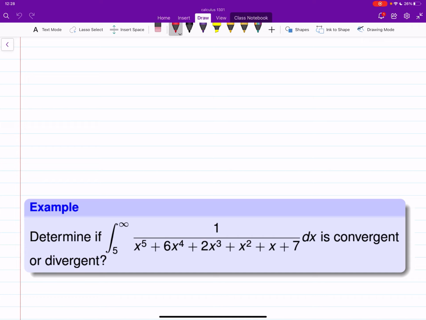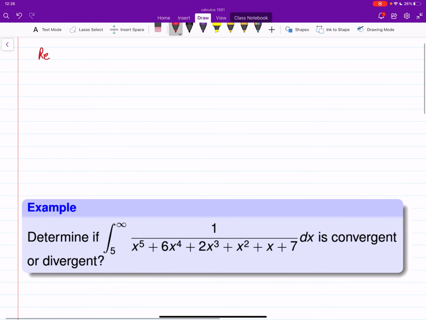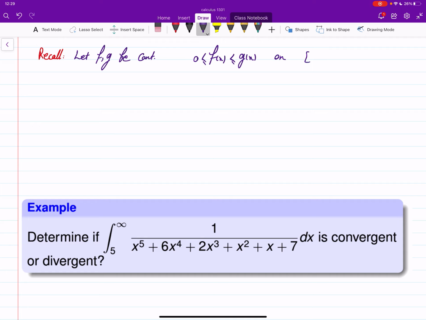Hello everyone. In this video we will do some examples for comparison tests for improper integrals. Well, recall that by comparison test we mean that we have two functions such that f is less than or equal to g, and both of them are positive on the interval a to plus infinity.